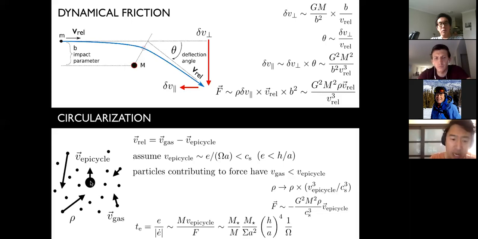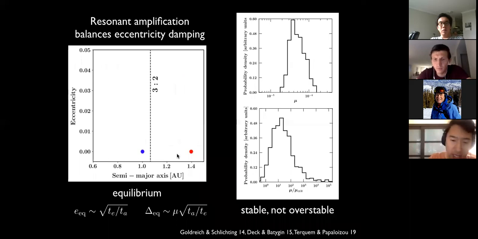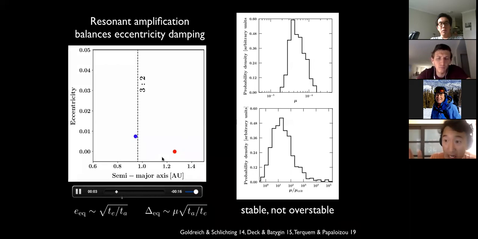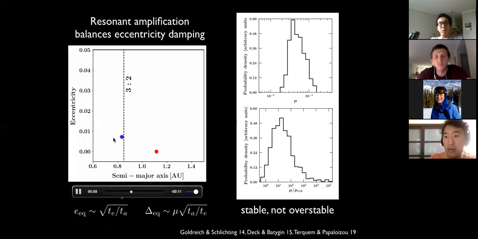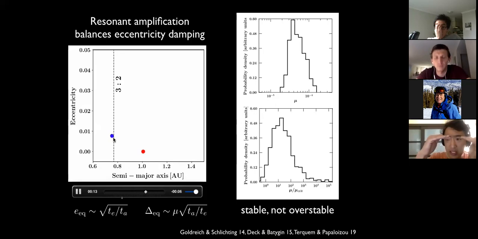Okay, when you fold in this circularization, same movie, but now you fold in the eccentricity damping, this is what happens. You get caught, but your eccentricity doesn't skyrocket like it did before. You saturate, because the resonant amplification is balancing the eccentricity damping. And so you level out at a pretty small value, less than a percent or so. So you reach an equilibrium in the eccentricity.